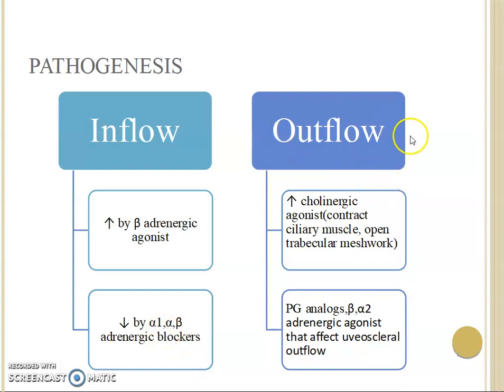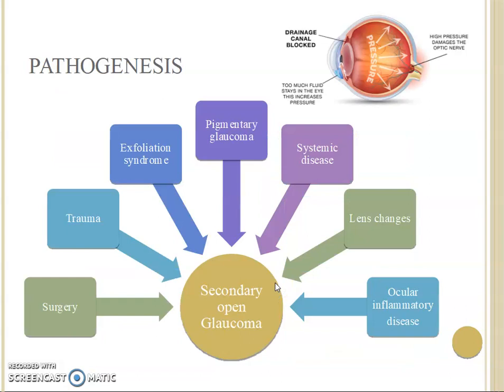Now the outflow, that means the drainage rate or removal rate of aqueous flow. Here are some agents like cholinergic agonists, then prostaglandins, then beta adrenergic as well as alpha 2 adrenergic agonists. They can increase the removal rate of the aqueous fluid. So these categories of agents prove helpful for the management of this condition also.